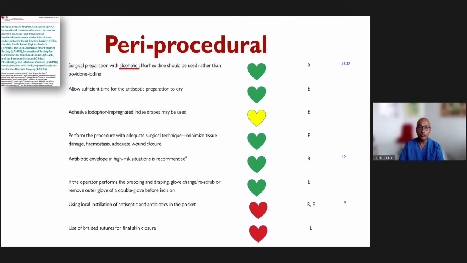For the peri-procedural prevention, use preferably alcoholic chlorhexidine. You can also use povidone iodine as long as it's alcoholic, but there have been some randomized trials which have shown that chlorhexidine is actually superior, at least for catheter placement or for some surgical site infections. There have been no specific studies on device implantation, but extrapolating from the available evidence, we recommend rather alcoholic chlorhexidine.